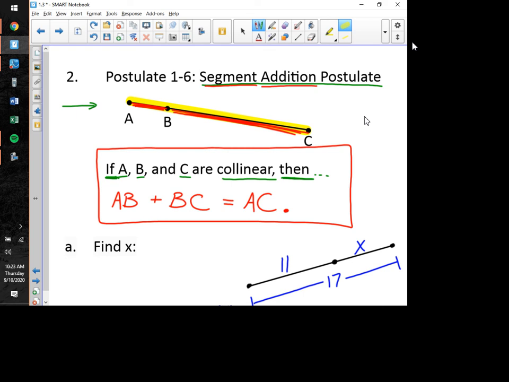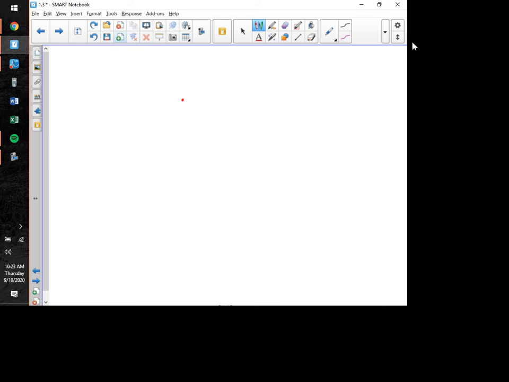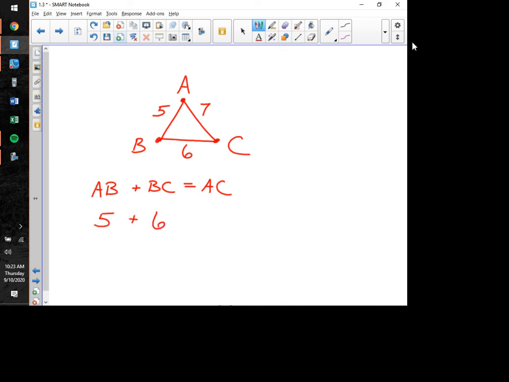Very quickly, you guys do not need to write this down, but if I drew 3 non-collinear points, like here's A and here's B, and then I put point C over here, well, I've just made a triangle there. And just guessing here, it's possible that the lengths of the sides in that triangle could be 5, 6, and 7. Then the statement we just wrote down, AB plus BC equals AC, is not true in this case. The measure of AB is 5, the measure of BC is 6, and the measure of AC is 7. This is absolutely a false statement right here.